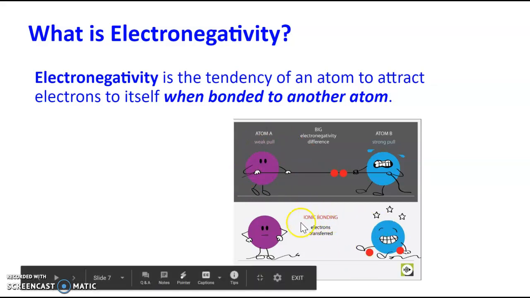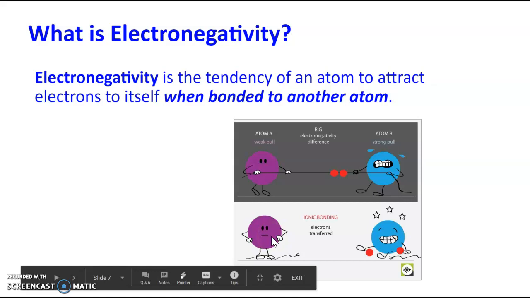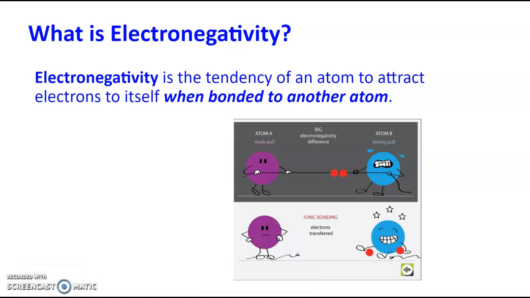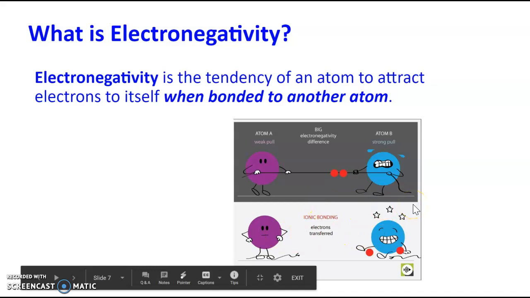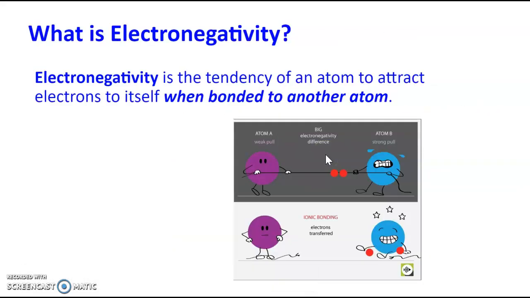For an ionic bond, basically what would happen is atom B would just win the tug of war. It would take the 2 electrons. It would have a -2 charge. The purple guy would have a positive charge, and the electrons are being transferred. So a really big difference in electronegativity results in ionic bonding. And that's why we care about electronegativity, because we want to know, is a bond polar, or is it ionic, or is it just covalent, regular covalent? That allows us to make a lot of predictions about the chemistry of what's going to happen.